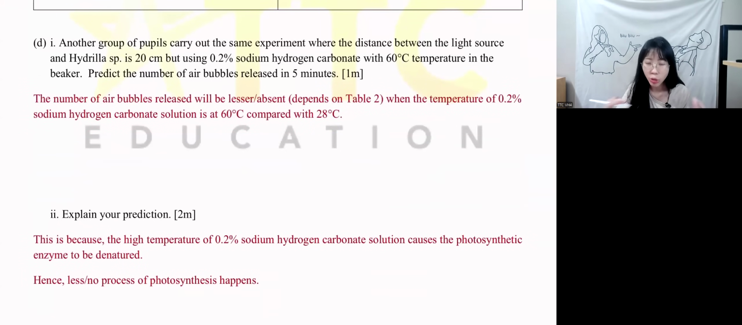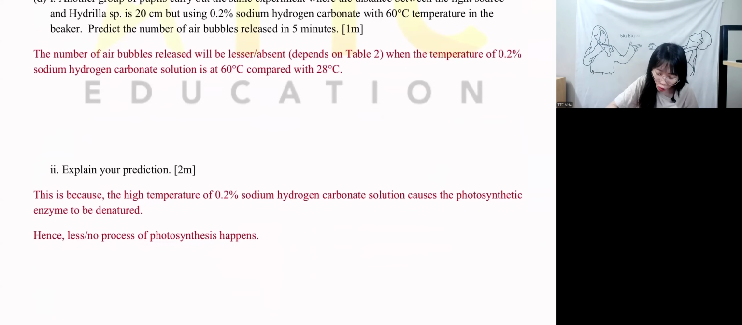We have to remember always that to carry out photosynthesis, it requires photosynthetic enzymes. They have an optimum temperature. High temperature causes the photosynthetic enzymes to denature. When they denature, photosynthesis cannot be carried out. That's why fewer bubbles will be released, because the enzymes denature. Usually a prediction question requires a little bit of your theory knowledge. So this is your distance. We did distance, we did voltage, we did carbon dioxide concentration also, right?